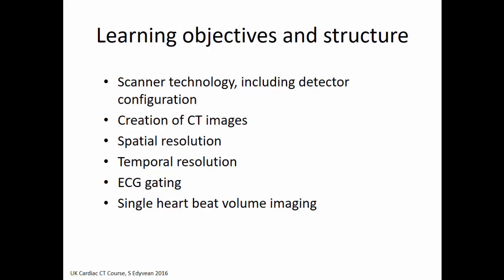Well, there's a number of things I want to go through. The scanner technology, just a quick touch on how the CT images are created, some comments about spatial resolution, and then very specifically for cardiac imaging, how do we get good temporal resolution? Bound into that is ECG gating, and then looking at single heartbeat volume imaging.